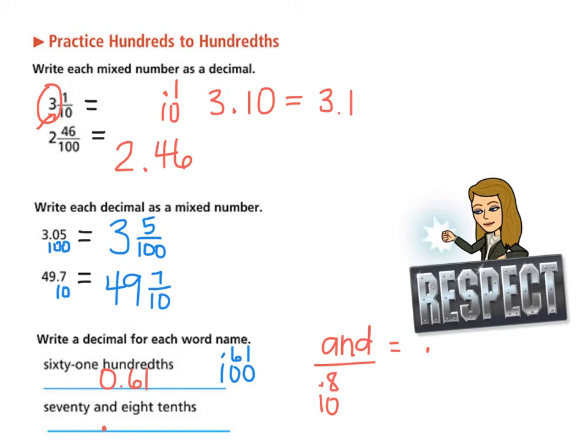Now the whole number, 70, comes before the "and." So because it comes before, that is our whole number. So we have 70 point and then 8 tenths. So you would read this as 70 and 8 tenths.